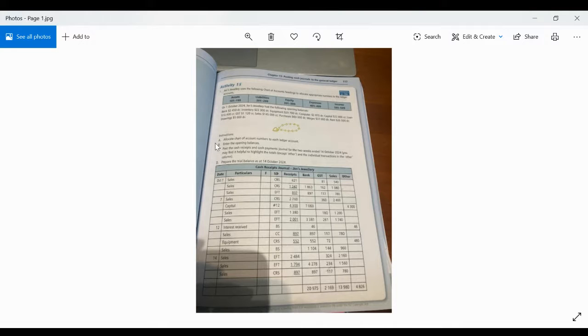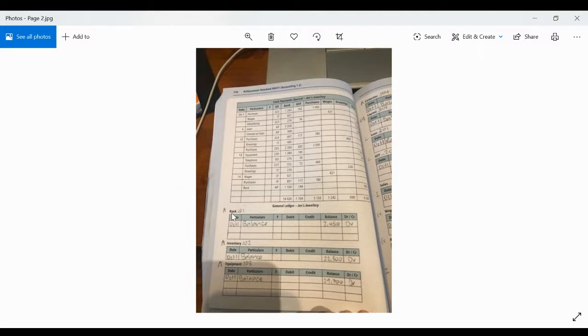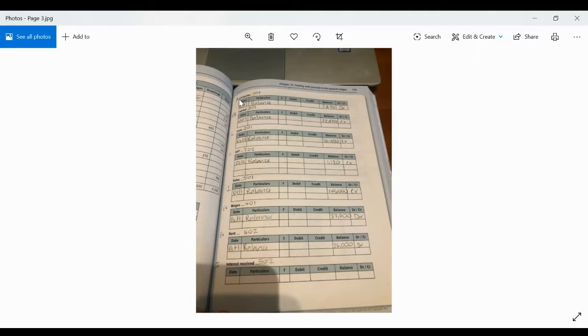The next part is where it says allocate chart of account numbers to each ledger account. So you'll see up the top, assets are 101 to 199, liabilities 201, equity 301, expenses 401, income 501. So what I go through and do is I identify the assets first. So they need to be in the 100s. So bank is an asset, so I say that that's 101. Inventory asset, 102. Equipment's an asset, 103. So then I go through and find another asset, which is computer, 104.